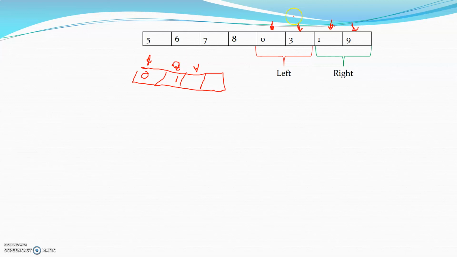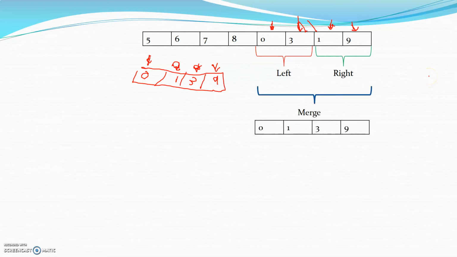So the active pointers are here and here. So it looks at the 3 and the 9. The 3 is smaller. So the 3 comes here. This pointer advances. Now we're done on the left-hand side. So that means everything else on the right is larger. And so we get the 9 coming in. And so then there is the merging of those two pieces.